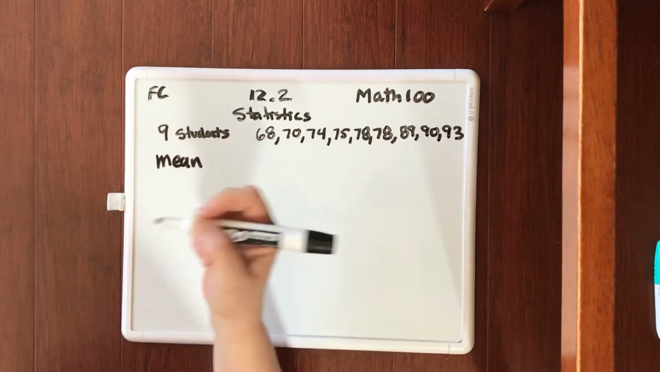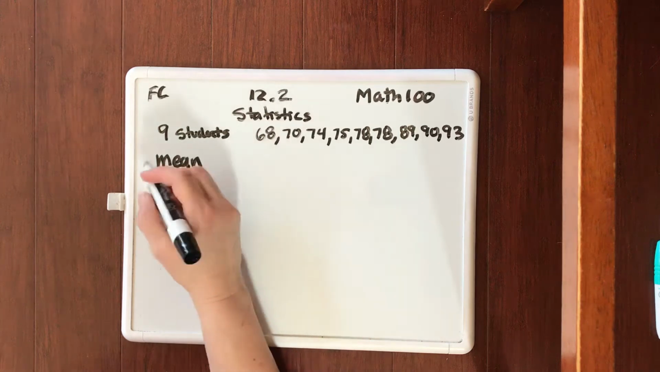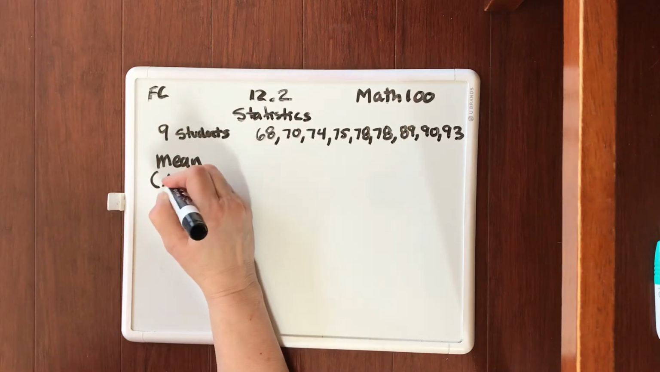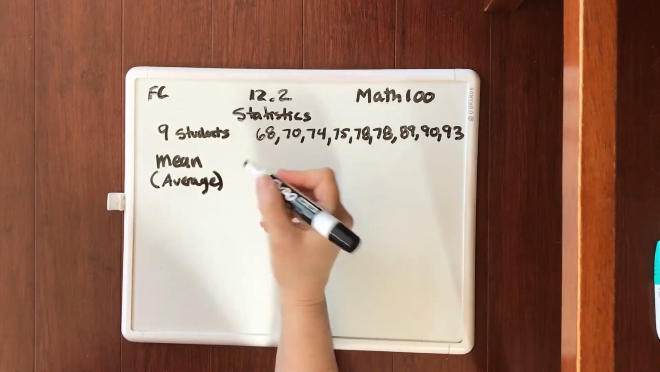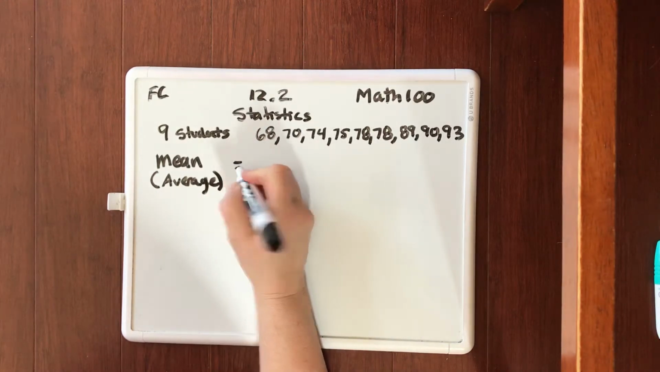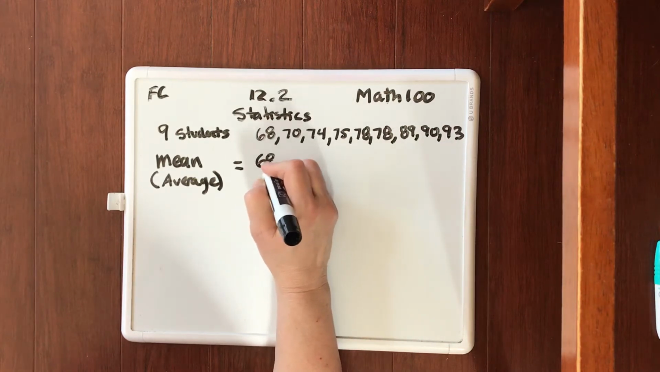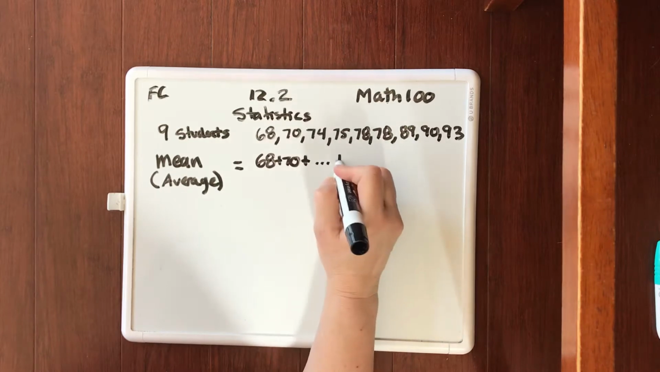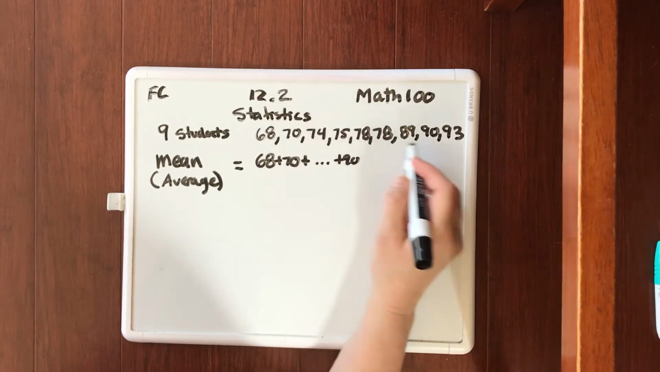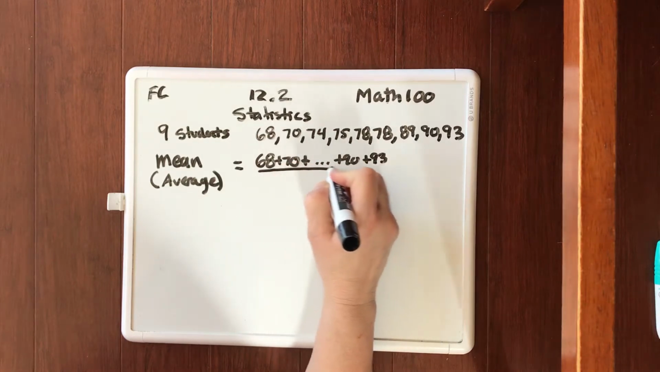Okay, so we're going to do some vocabulary here with statistics. Mean is our first word. And mean does not mean ooh, mean, angry. No, it means average. It just means we're going to find the average of the exams. So to find the mean, we add them all up. So to save some time, I'm going to say 68 plus 70 plus dot dot dot plus 90.